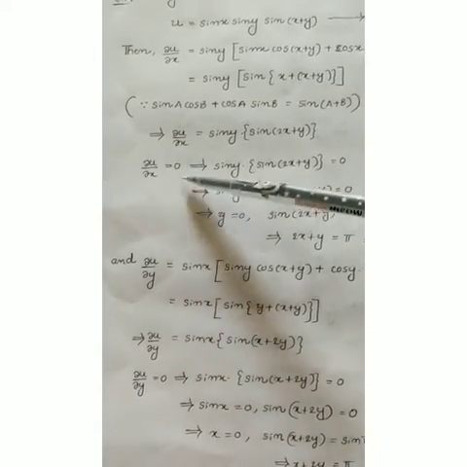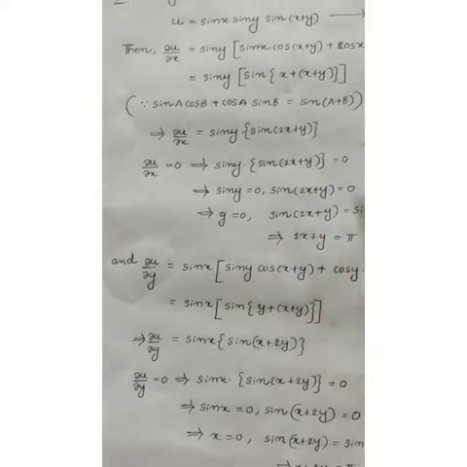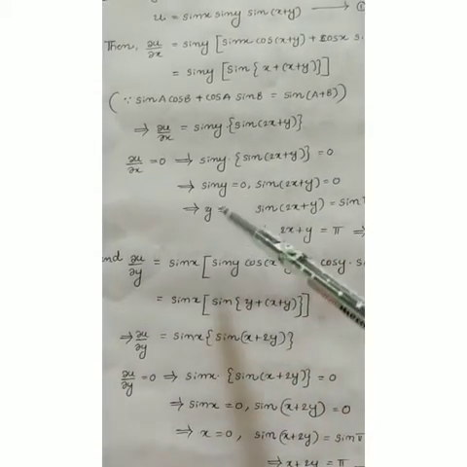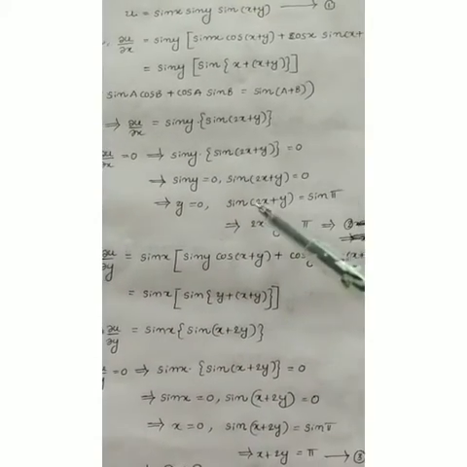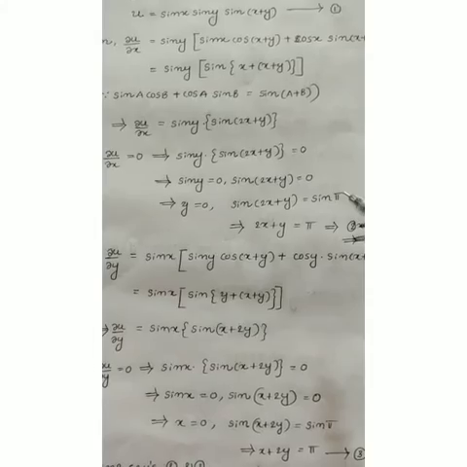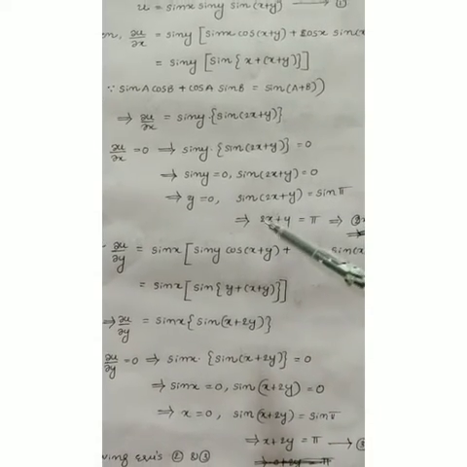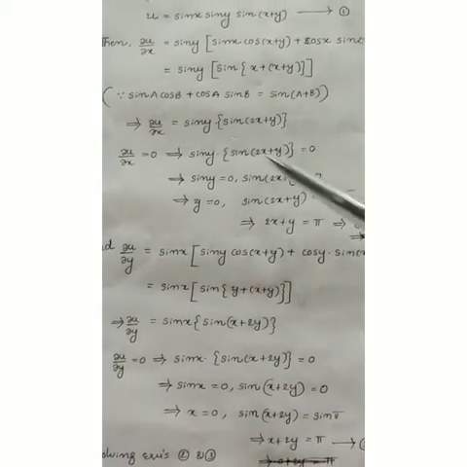Dou u by dou x equal to 0, that implies sin y into sin of 2x plus y equal to 0, that is sin y equal to 0, comma, sin of 2x plus y equal to 0. Then y equal to 0, and sin of 2x plus y equal to sin 180 is 0, so that can be written as sin pi, that is 2x plus y equal to pi. This is equation number 2.